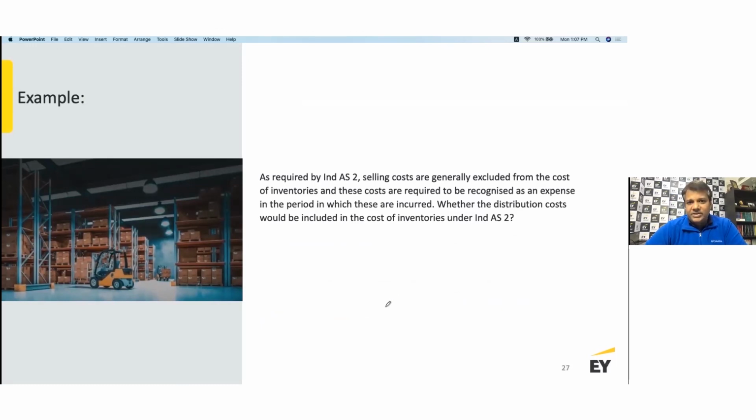Now the question is whether the distribution cost would be included in the cost of inventories under Ind AS 2. The cost of distribution, to your warehouses possibly. Okay, it's an interesting question, because we need to ask: distribution to whom? Cost of distribution or dispatch to an end user customer, or cost of dispatch to a warehouse for further storage. Can that be included or not?